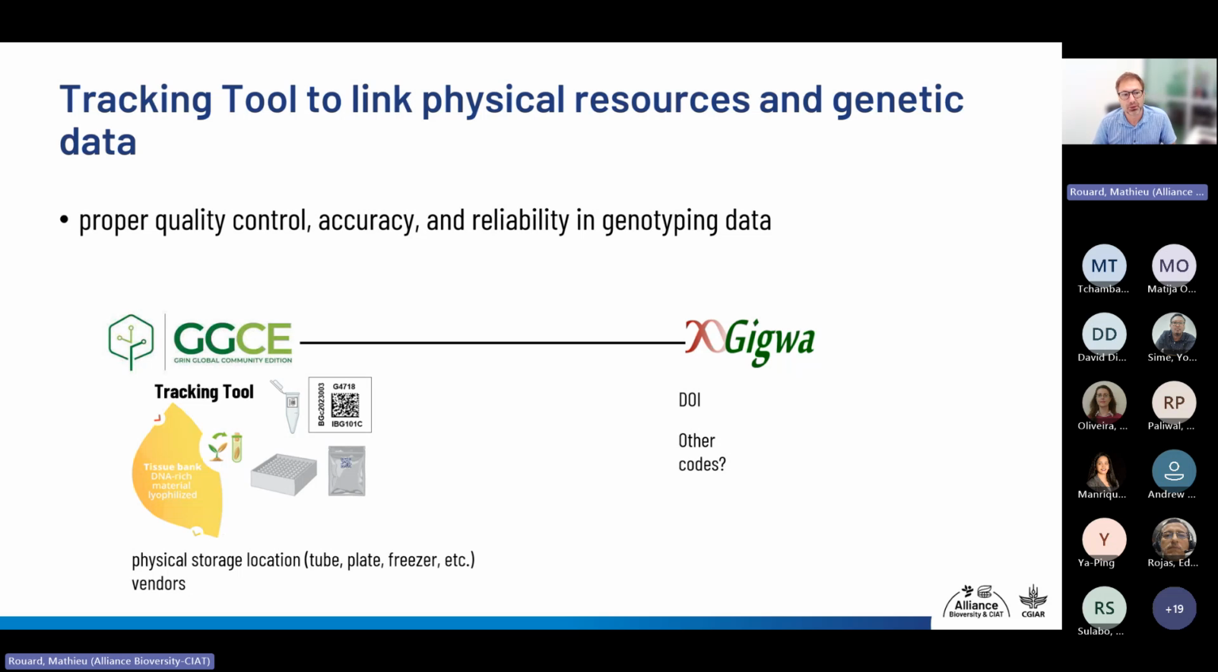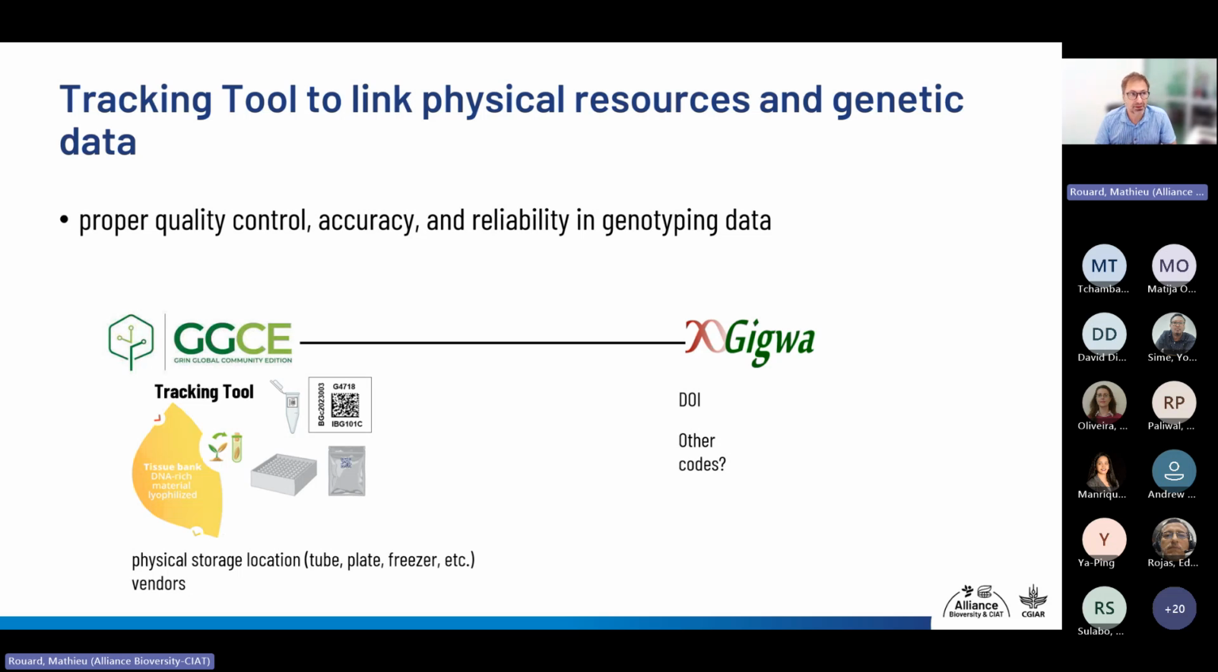I know that there is a plan to have a more elaborate tracking system in GRIN-Global Community Edition. It's not done yet, but there is a plan to do that. And I think that's a good moment to think about what could be important to have in different systems to make this connection, to make sure that we can really link the physical resources that are linked to the accession, the DNA information, and how to link that to the information. And it's important for quality control, for accuracy of data and reliability.